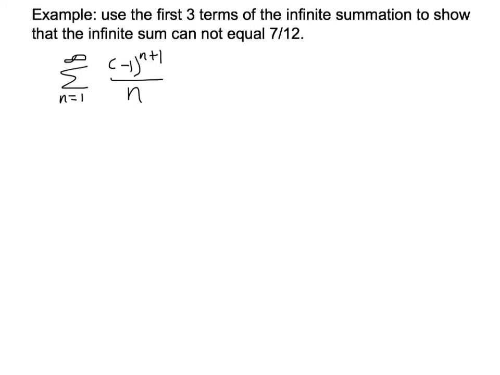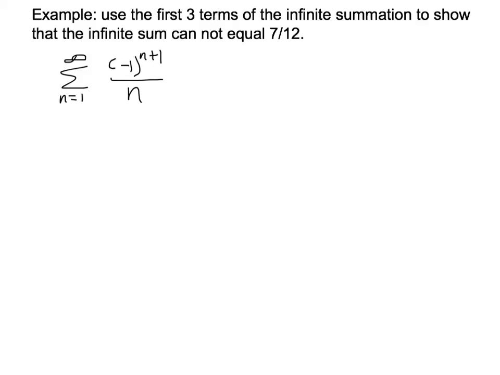Alright, so I have one last example of how this alternating series error can be used. In this problem, you're being asked to use the first 3 terms of the infinite summation below to show that the infinite sum cannot be equal to 7/12. So they ask us to use the first 3 terms. We're going to write down the first 3 terms and see what that shows us, right?